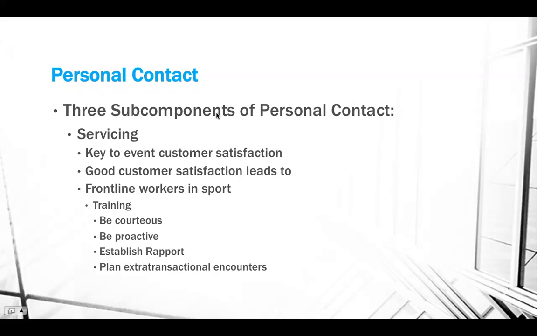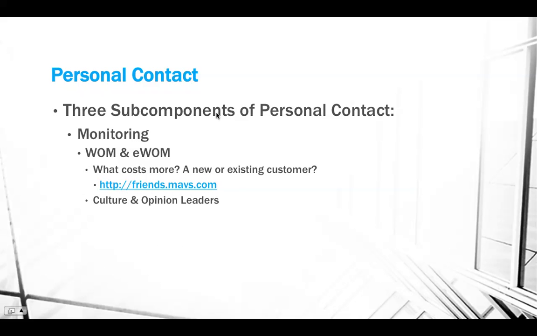We have to understand that we are not, as middle and upper management, the average Joes, and we don't see the same treatment the average Joes do. And so ensure that we do that. So servicing is important. And the third subcomponent of personal contact is monitoring.